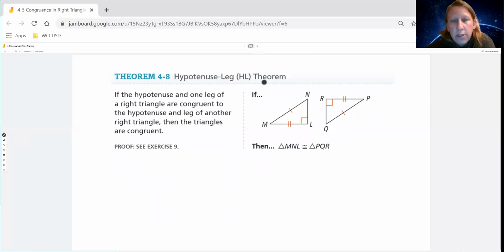And here it is in your textbook. So that's why we used it. Notice one more time, it has to be a right triangle. So for this one, you only need these two pieces of information, but you also need that they're right triangles. And that is how you do that.